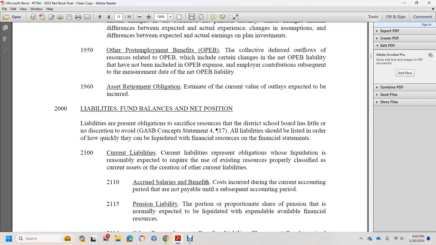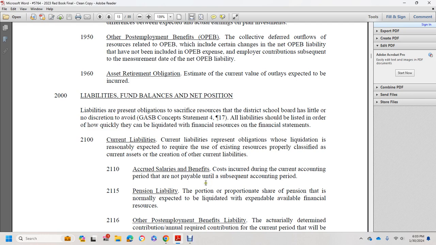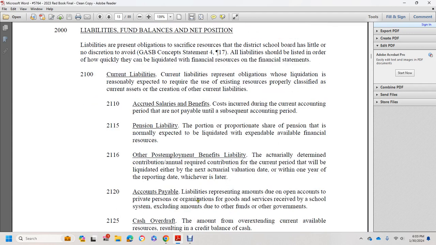2110. Accrued salaries and benefits: costs incurred during the current accounting period that are not payable until the subsequent accounting period. 2115. Pension liability: the proportionate share of the pension liability normally expected to be liquidated with expendable available financial resources. Other post-employment benefits liability: to determine the annually required contribution for the current period, to be liquidated by the next actuarial valuation date or one year after the reporting date, whichever is later.